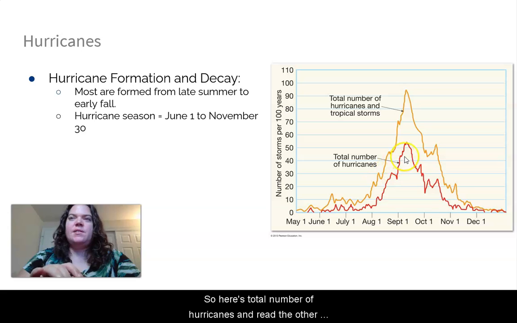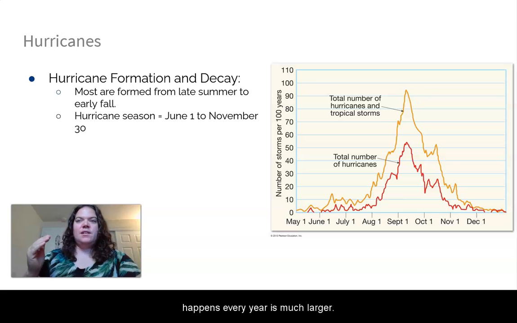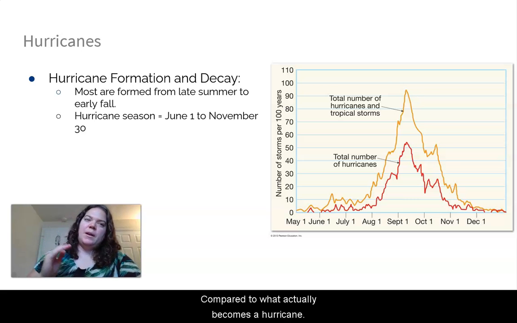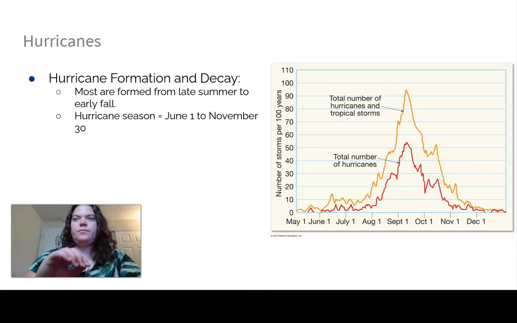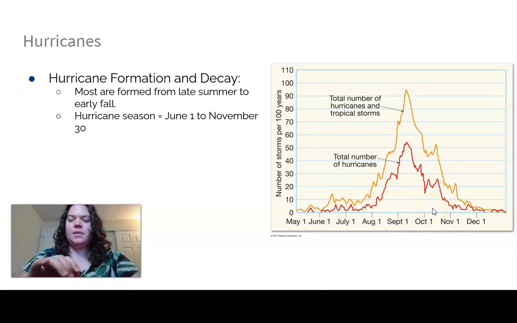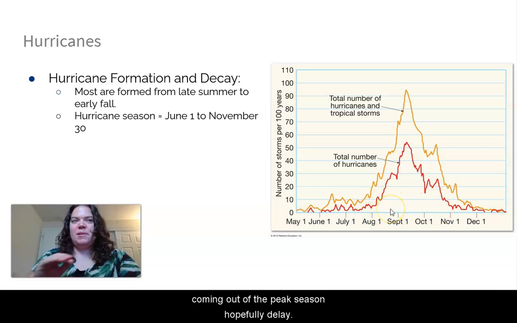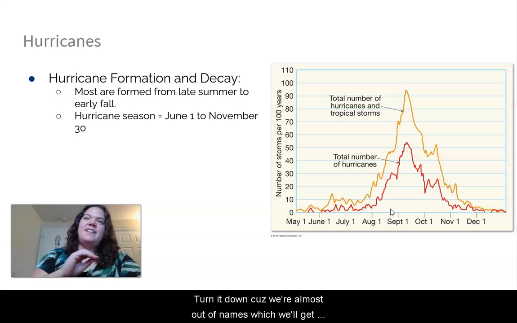So here's the total number of hurricanes in red. The other color, I guess, is orange. And it shows you the number of tropical storms and hurricanes. So we see the total number of storms that happen every year is much larger compared to what actually becomes a hurricane. So keep that in mind. Like I said, peak is August to October. So we're just coming out of that now. It's October 7th when I'm recording this. So we're coming out of the peak season. Hopefully it'll quiet down because we're almost out of names, which we'll get to a little bit later.